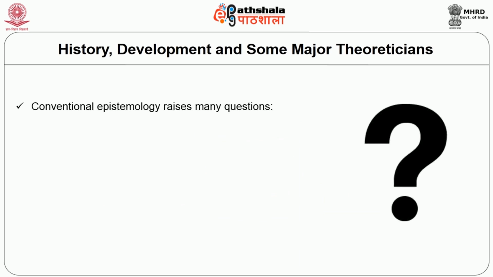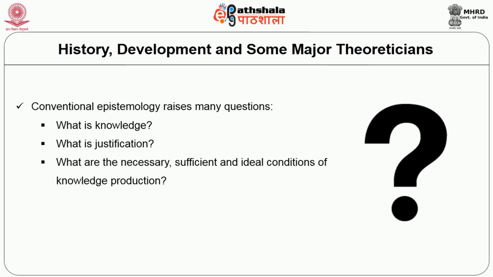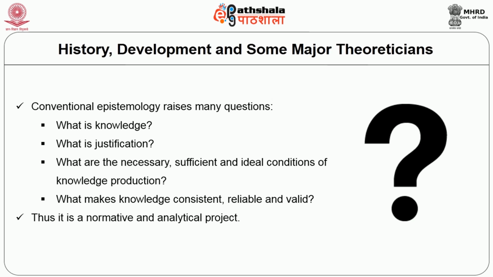Conventional epistemology raises many questions. What is knowledge? What is justification? What are the necessary, sufficient and ideal conditions of knowledge production? What makes knowledge consistent, reliable and valid? Thus, it is a normative and analytical project.